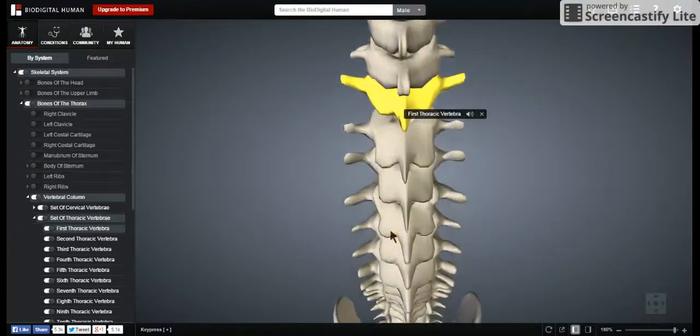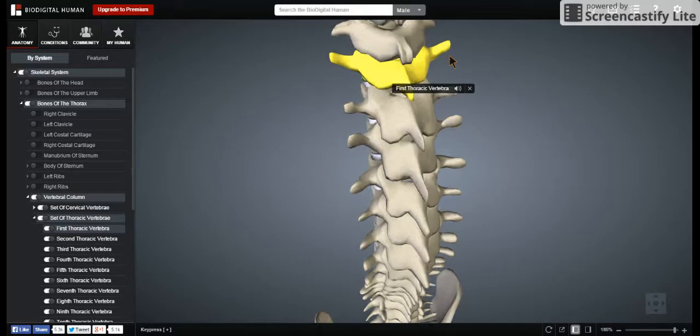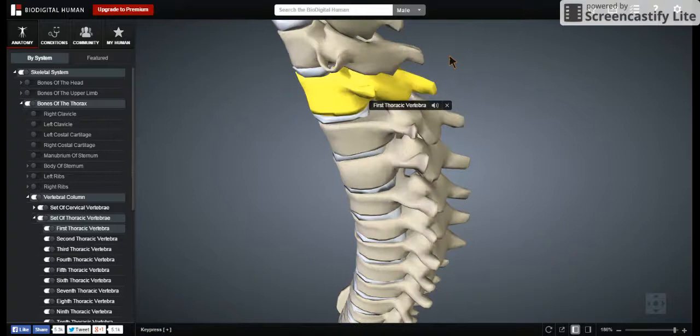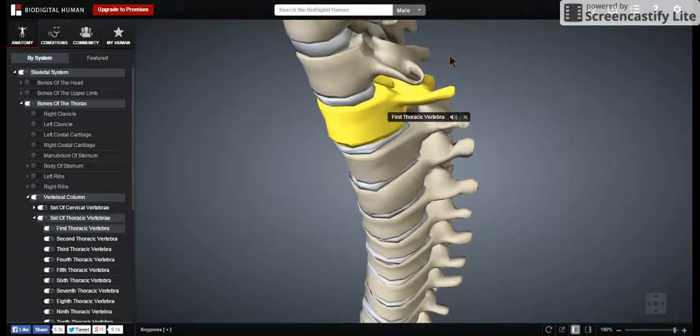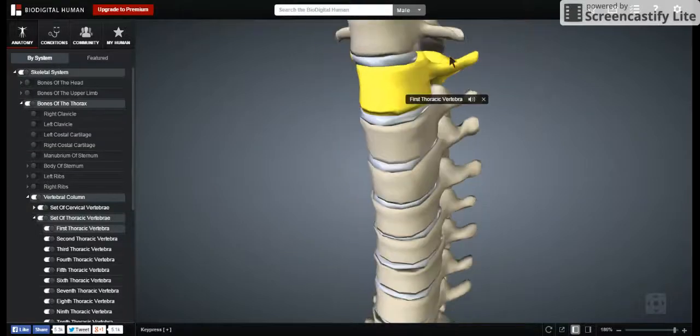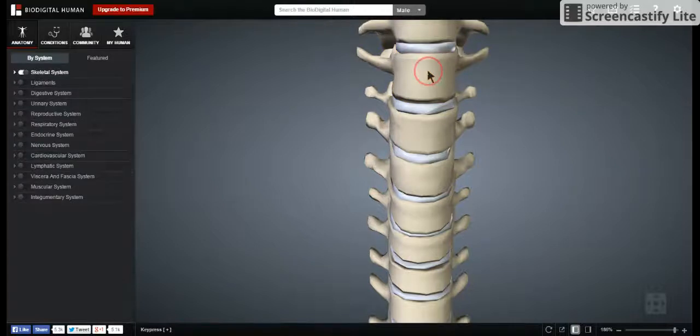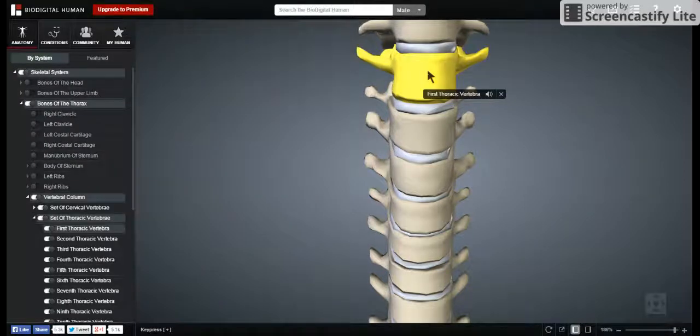Unlike the cervical vertebrae, the thoracic vertebrae does not have a bifid spinous process, and in fact none of the other vertebrae do. And they don't have a transverse foramen. All vertebrae have a vertebral foramen in the center, and in this case now the thoracic vertebrae have a very stout body relative to the cervical vertebrae.